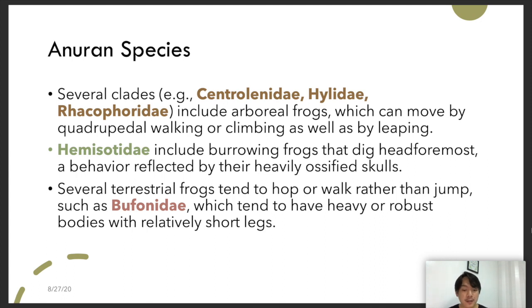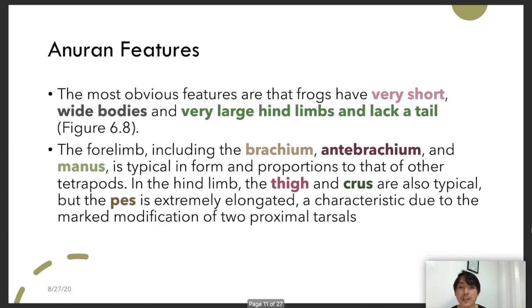Several terrestrial frogs tend to hop or walk rather than jump, such as Bufonidae, which tend to have heavy or robust bodies with relatively short legs. Other Anuran frogs have very short and wide bodies and very large hind limbs and lack a tail. So we'll try to look at that.